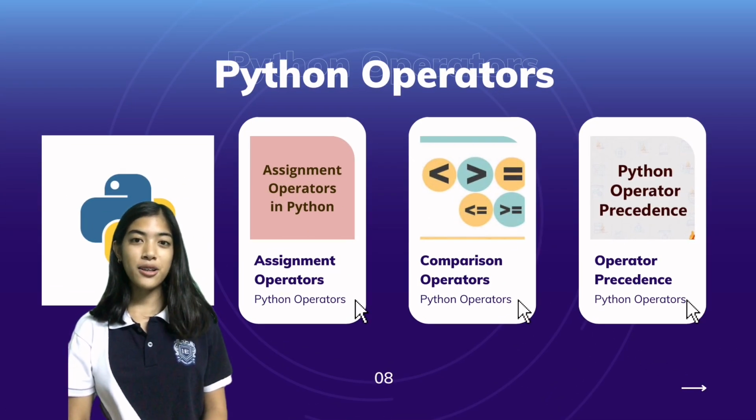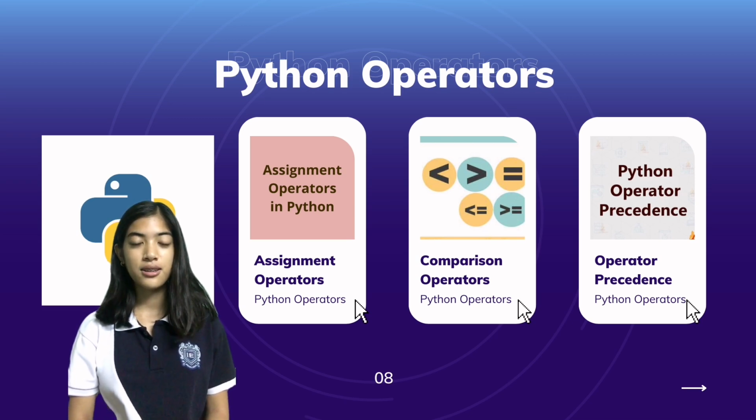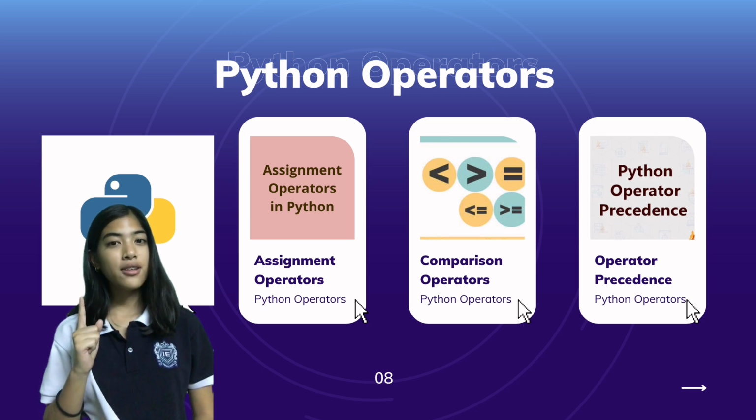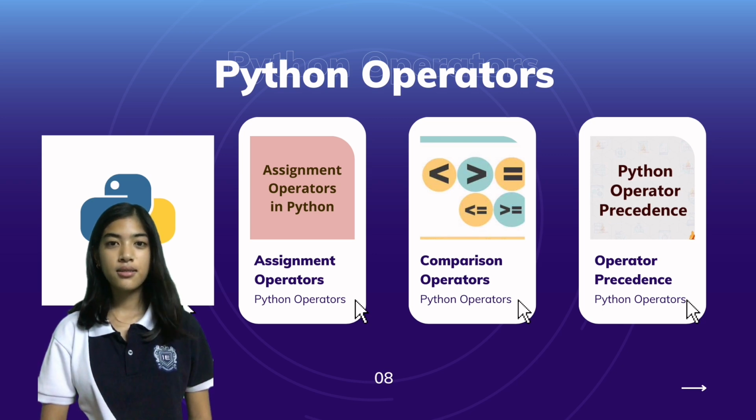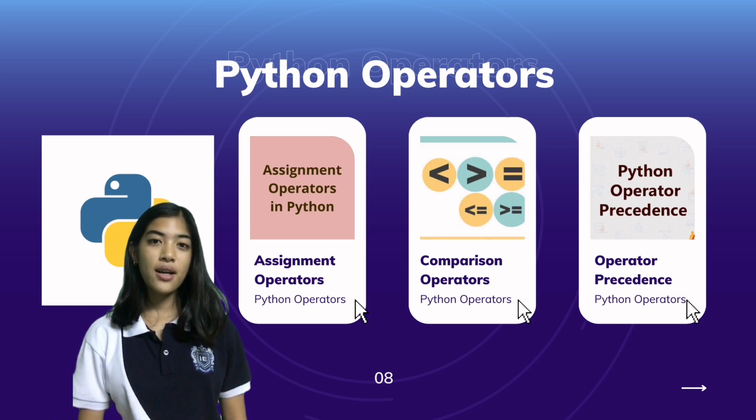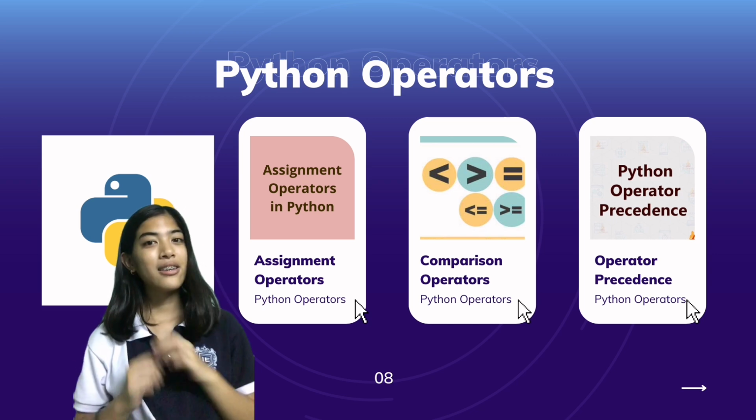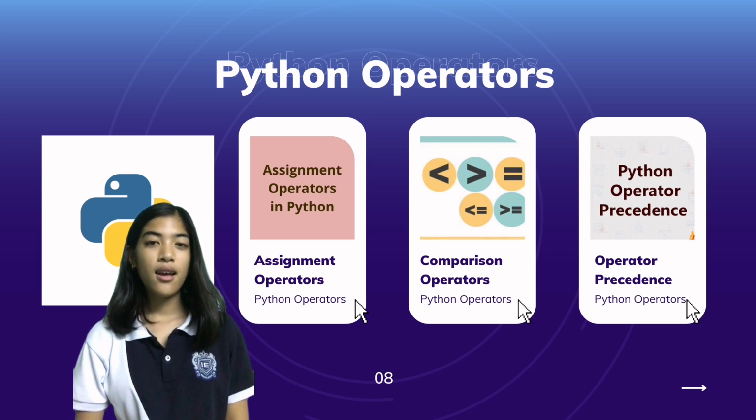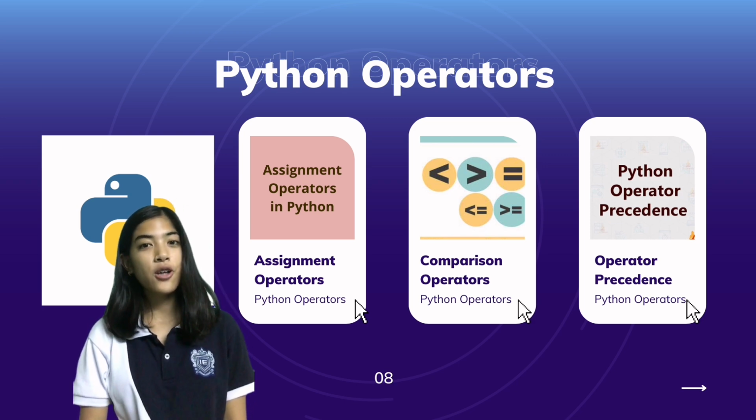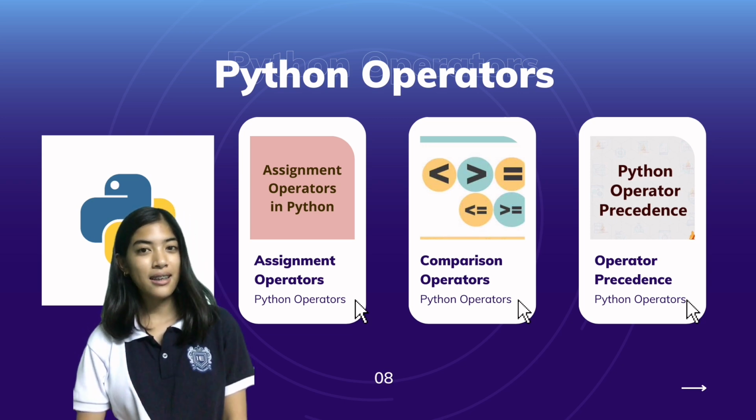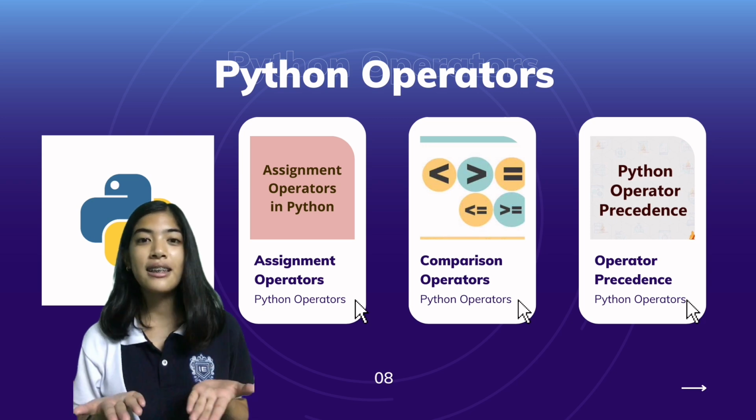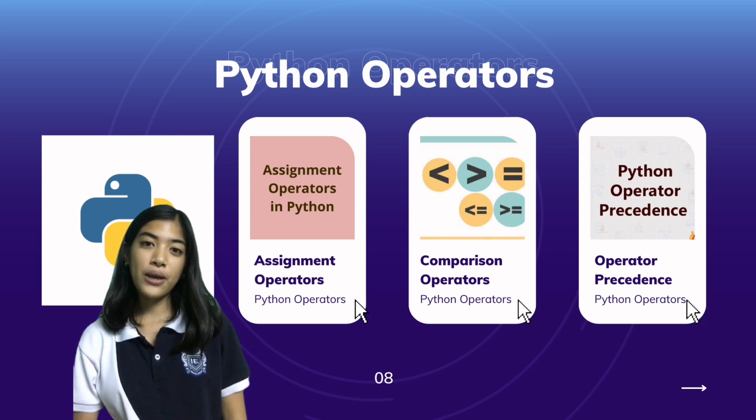Now, let's move on to Python operators, which is used to perform operations on variables and values. First is the Python assignment operators. It is used to assign the values to variables. The second one is the Python comparison operators, which is used to compare two values. And lastly, the operator precedence. It describes the order in which operations are performed. And did you know that parentheses have the highest precedence? Meaning that expressions inside parentheses must be evaluated first.